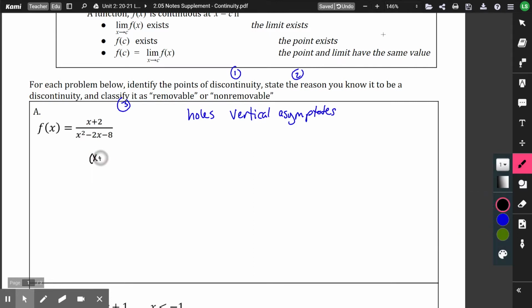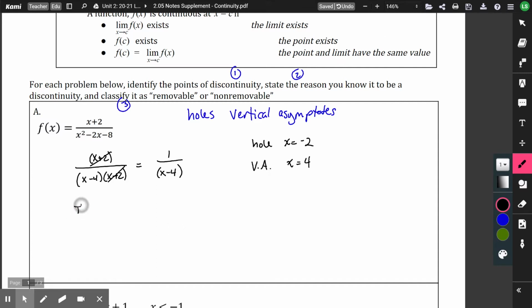Here we're going to factor the bottom portion of our expression. And we do see that there is a factor that's going to cancel out. So from what we have left, we can see that there is going to be a hole located at x is equal to -2 because of the canceled factor. And we can see that there's going to be a vertical asymptote at x is equal to +4 from what's left over in the denominator. So those are our 2 points of discontinuity.